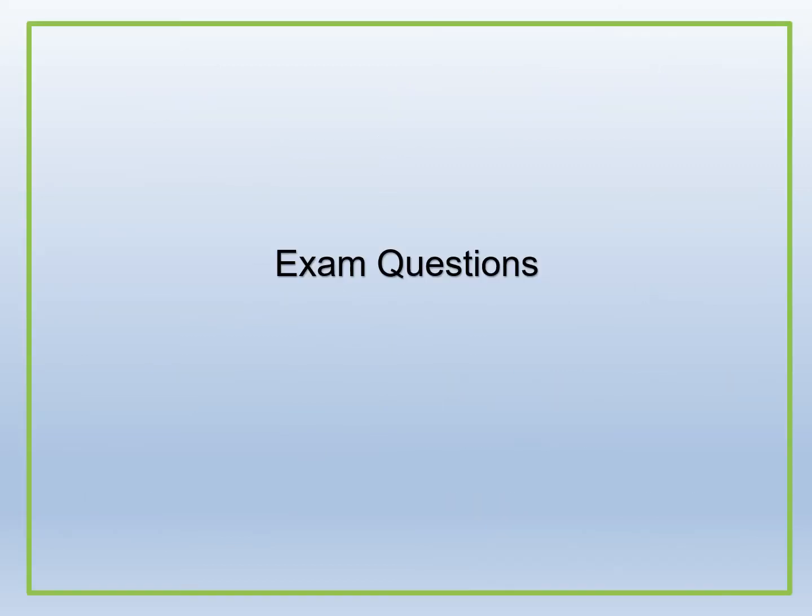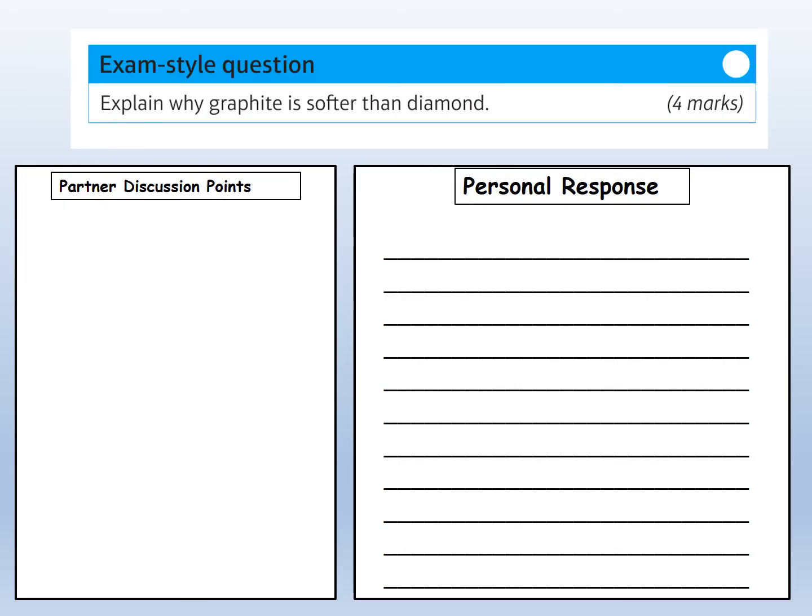Really, really tiny. Right, so if you want to challenge yourself here, have a look at this question. Explain why graphite is softer than diamond. This is a 4-mark question and would possibly be seen at the higher end of the foundation paper or definitely on a higher paper. It might be a point where you want to pause, you might have a chat with some friends about this. Have a think.